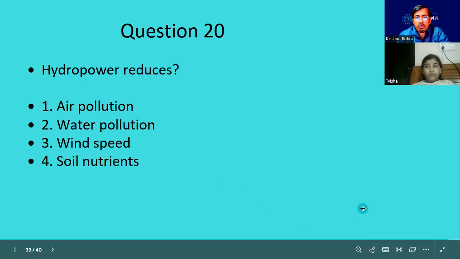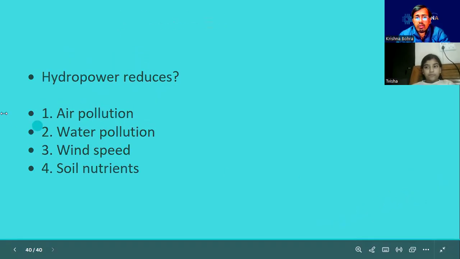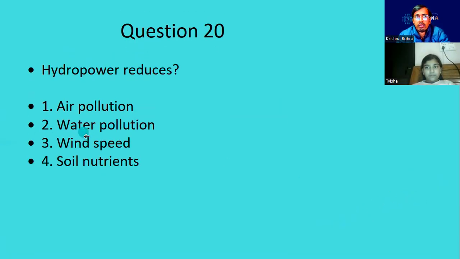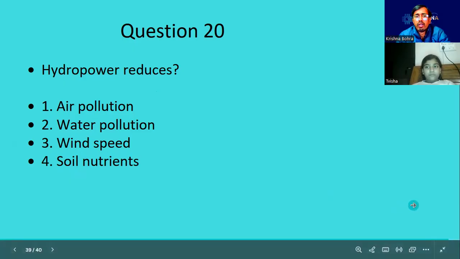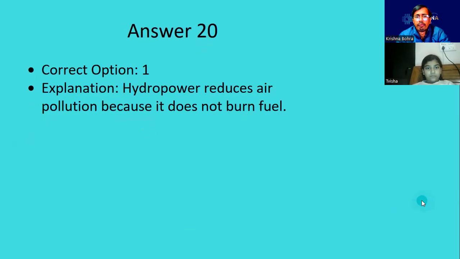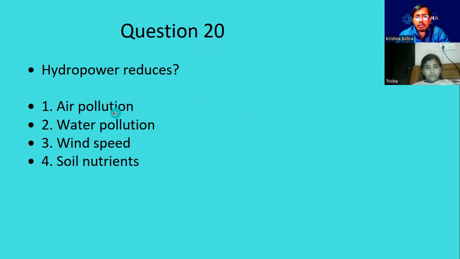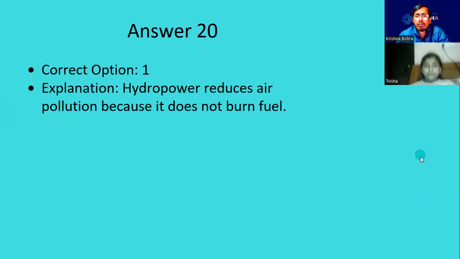So it could be both air pollution and water pollution. And also the soil nutrients are reduced. So it needs to be air pollution and water pollution. The advantage of the... so it must also be water pollution. Water can also get polluted. So both of these options are correct.